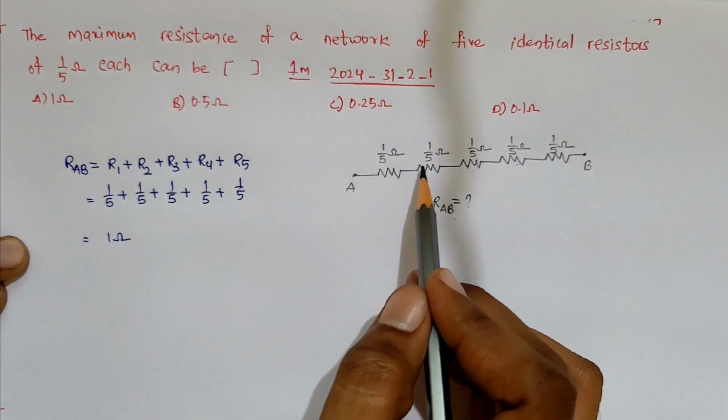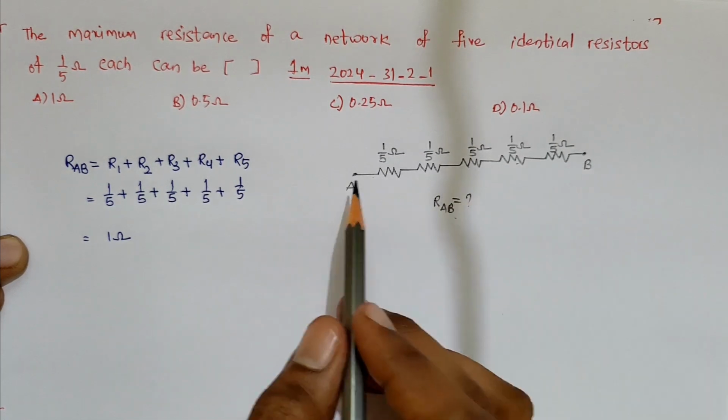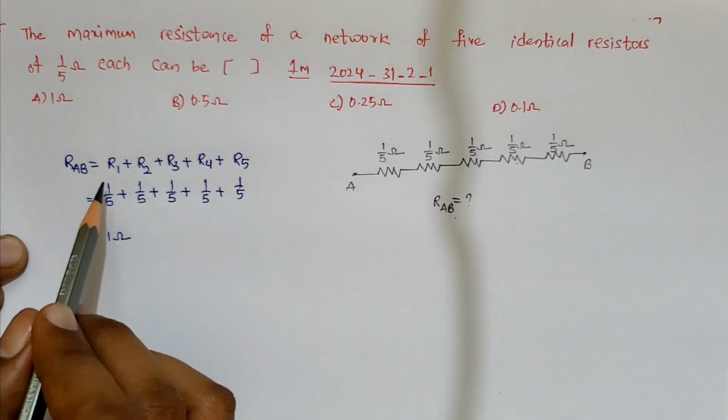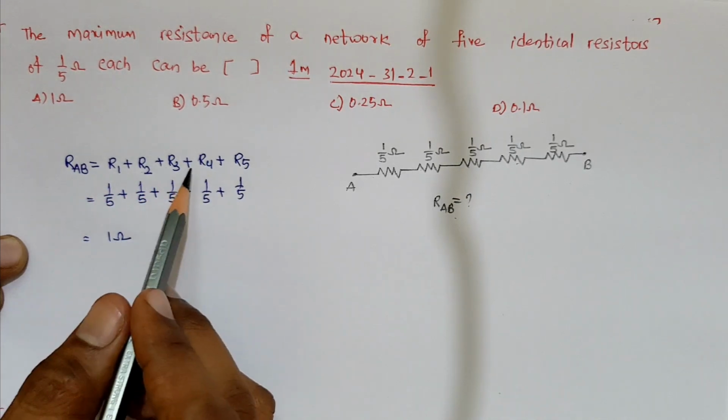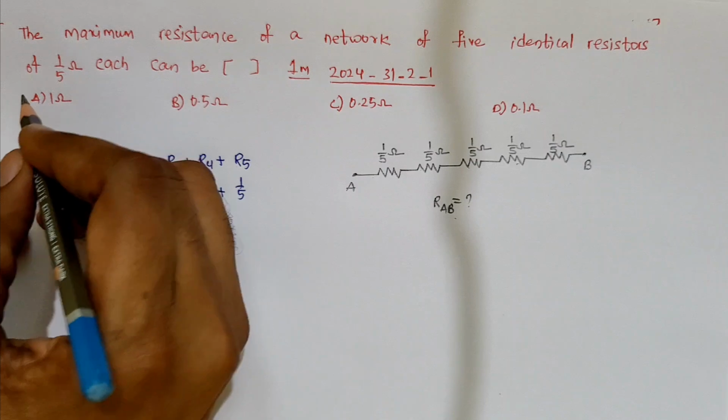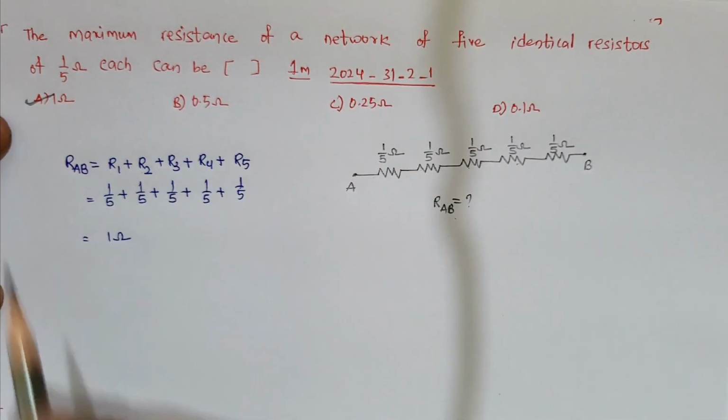After connecting all the resistances in series to each other, we have to find out the total resistance from A to B. So from A to B, total resistance is R1 plus R2 plus R3 plus R4 plus R5. It is resulting into 1 ohm. So option A is the correct answer.